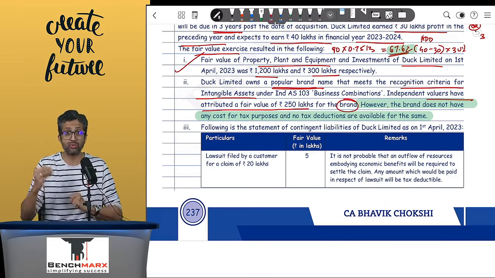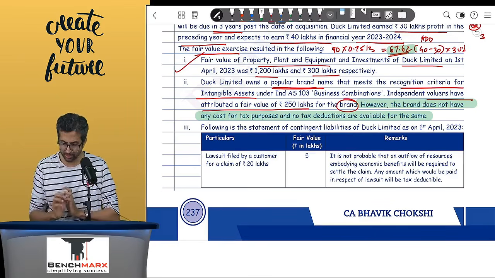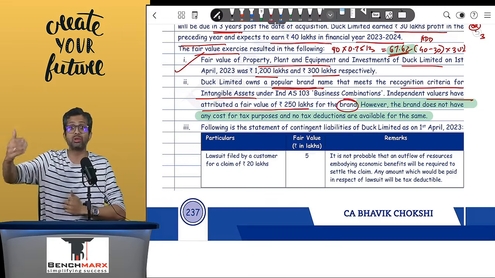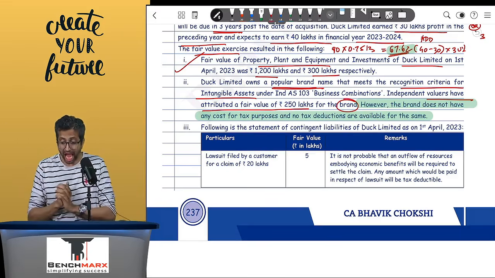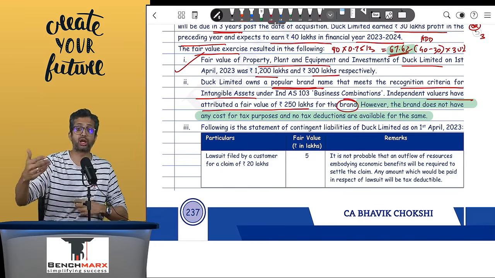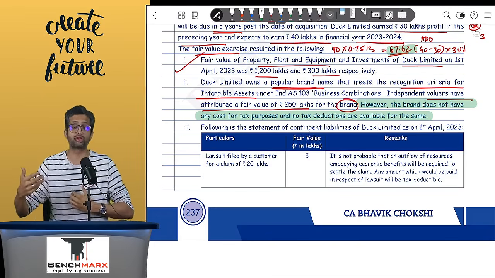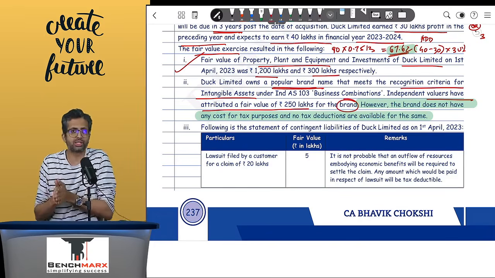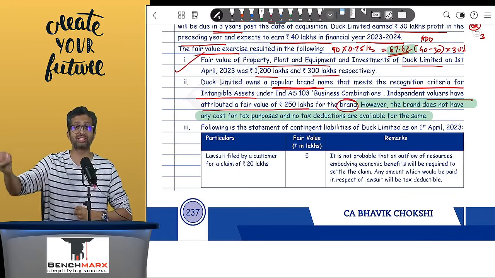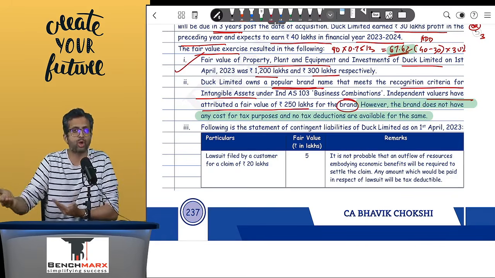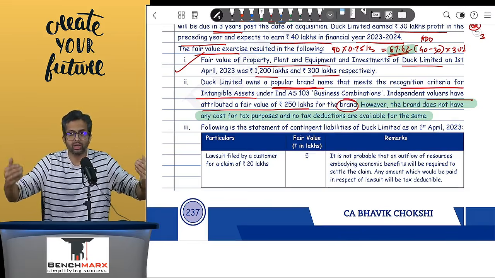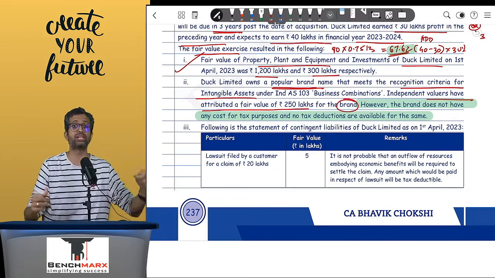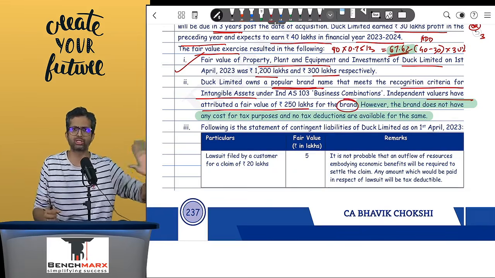So there will be no cost for the purpose of tax, which means there will be no brand appearing as an asset in the income tax balance sheet, and no tax deductions are available regarding the same. Tax deductions are similar to depreciation or amortization. Since brand is not appearing as a separate asset in the income tax balance sheet, there will be no amortization or depreciation attributable to the brand, but that is obvious. There is no brand asset in the income tax balance sheet, so there will be no question of depreciation or amortization on that brand.